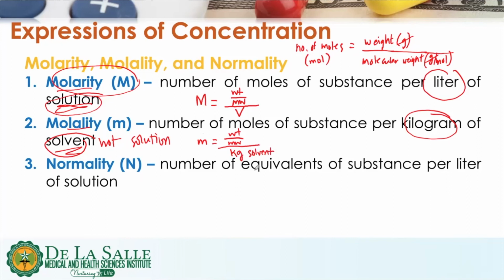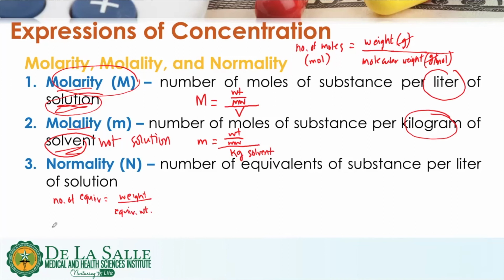How about normality? How do we define number of equivalents? Number of equivalents is basically equal to the weight of the substance divided by equivalent weight. Now, in our later module, we will be discussing milliequivalents and milliequivalent weight, so we will just define this for now. So number of equivalents is equal to the weight of the substance in grams divided by its equivalent weight.